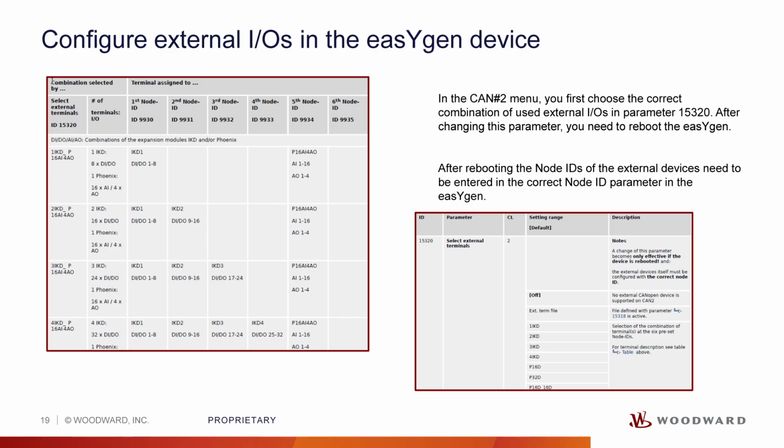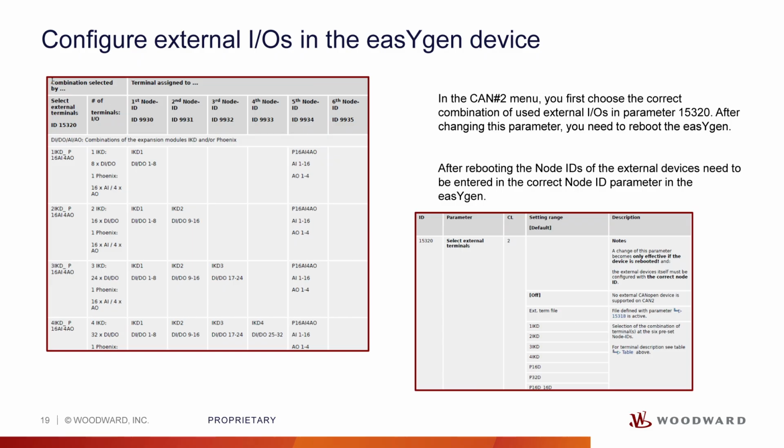To configure external inputs and outputs in the EasyGen device through the CAN2 interface, follow these steps. First, navigate to the CAN2 menu in the Configuration settings. Locate parameter 15320, which allows you to select the correct combination of external IOs to be used. In the table provided, you can see the possible combinations of external IOs. Refer to the EasyGen manual for more details on these combinations and their specific functions.